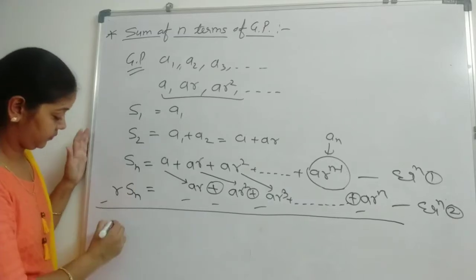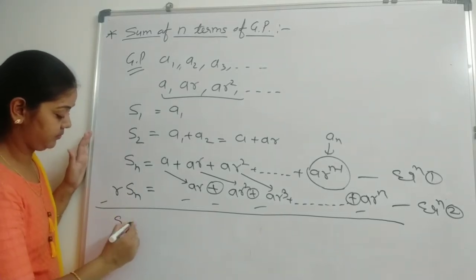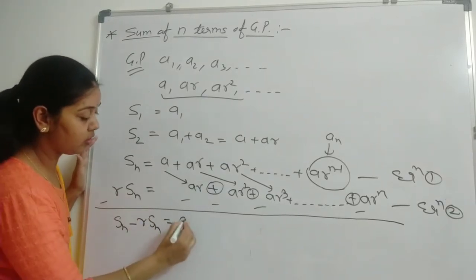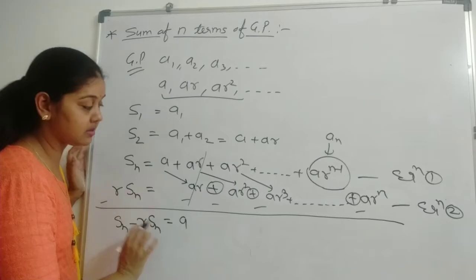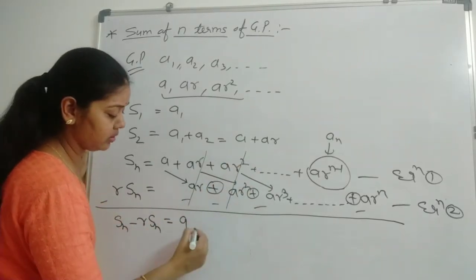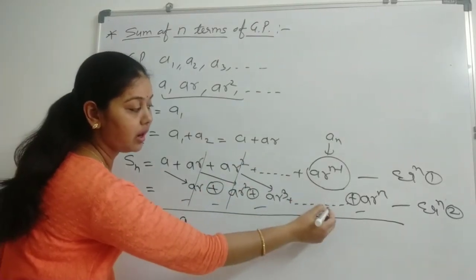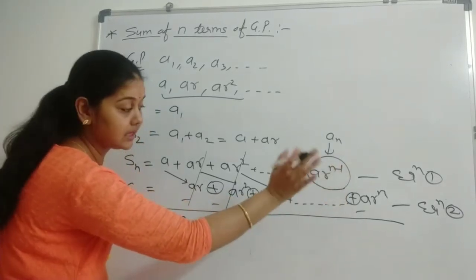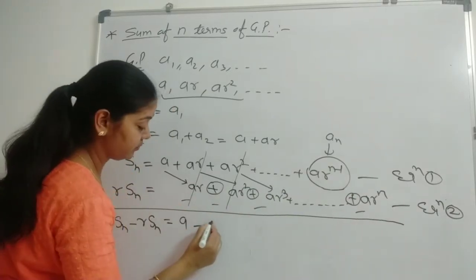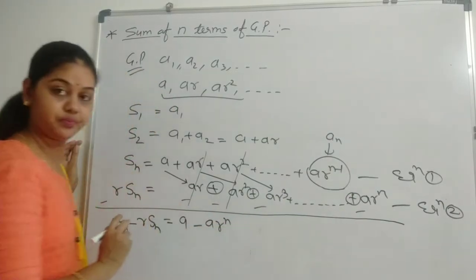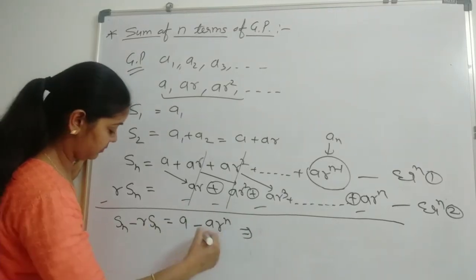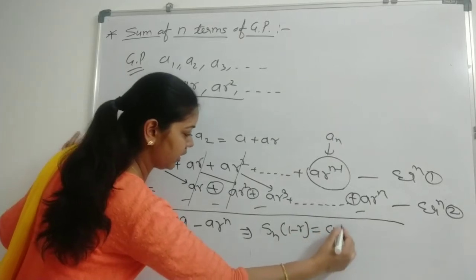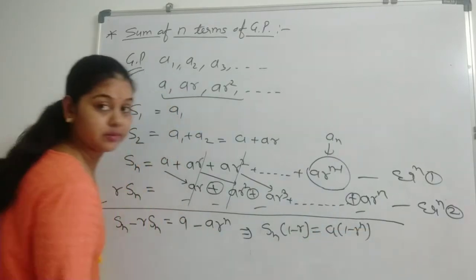What will we get? Sn minus r Sn. Here we got a. This term is cancelled out. This term is again cancelled out. And similarly all the terms up to power n minus 1 will be cancelled out. The last term we will get is minus a r raised to power n. Now simplify these terms. We will get Sn (1 minus r) will be equal to a (1 minus r^n).